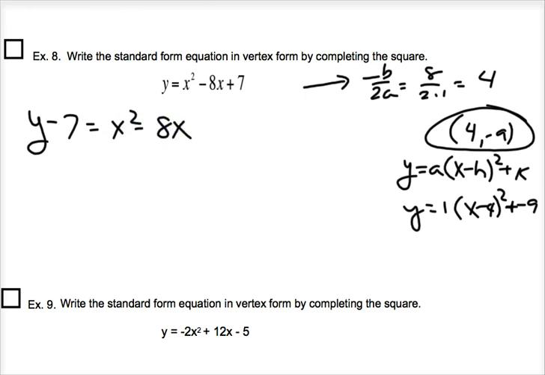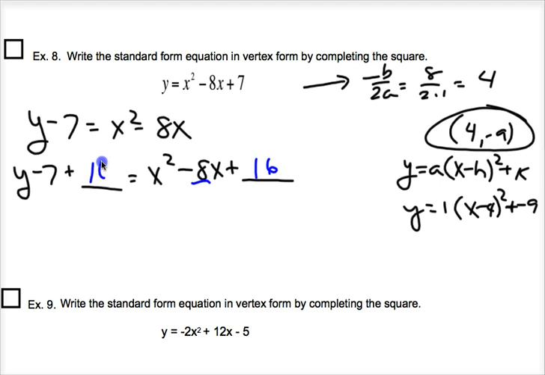Now I need to figure out what to add to both sides that will create a perfect square trinomial on the right-hand side. Well, what creates a perfect square trinomial? It's whatever this divided by 2 squared is. Negative 8 divided by 2 is negative 4. Negative 4 squared is 16.